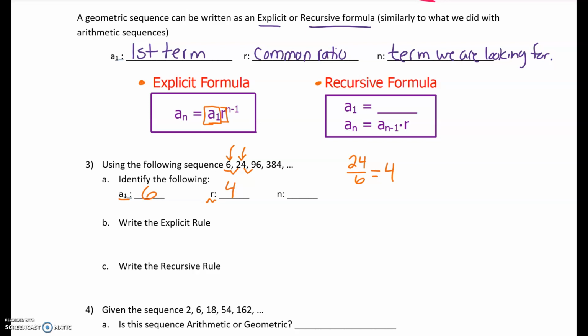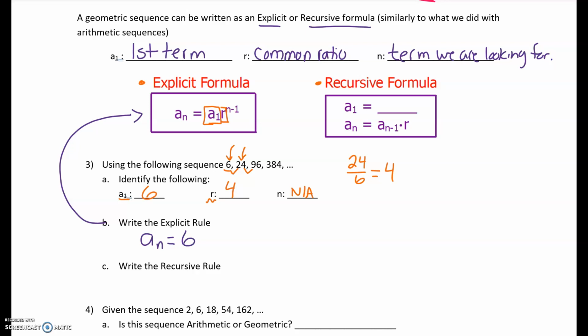to help us write our explicit. So I'm not going to fill anything in for N because this problem didn't tell me a term that I'm looking for. So right now we're just not going to put anything here because I'm not told anything. So my explicit formula, we're going back to here and we're going to write in A sub N and we're going to fill in what A sub 1 is.